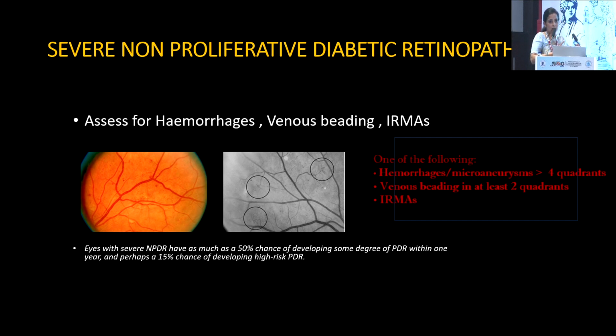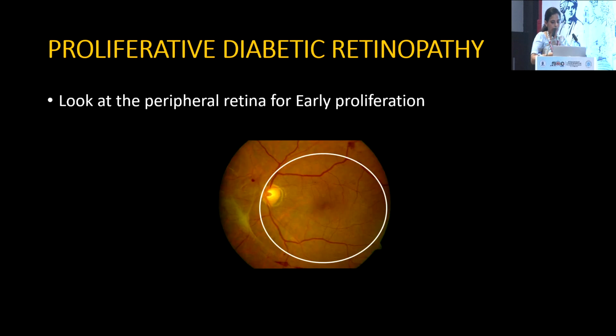So these subtle signs you should watch out for, so that you can follow up these patients very, very carefully, or even do a PRP if you feel the patient is not going to come back.